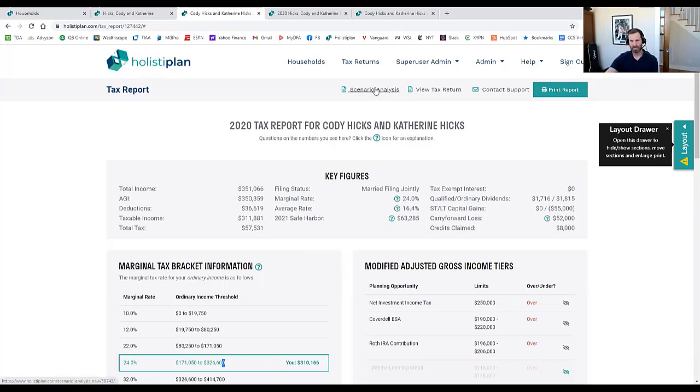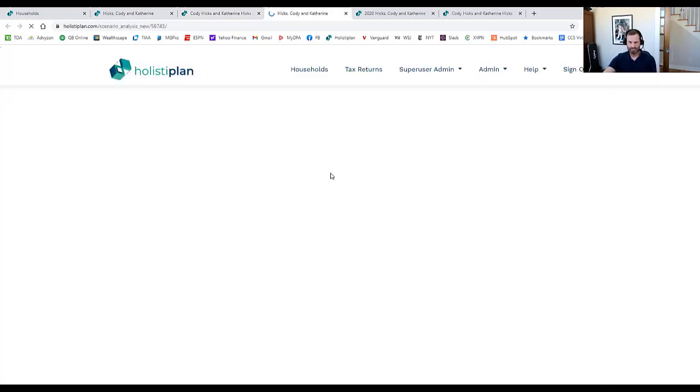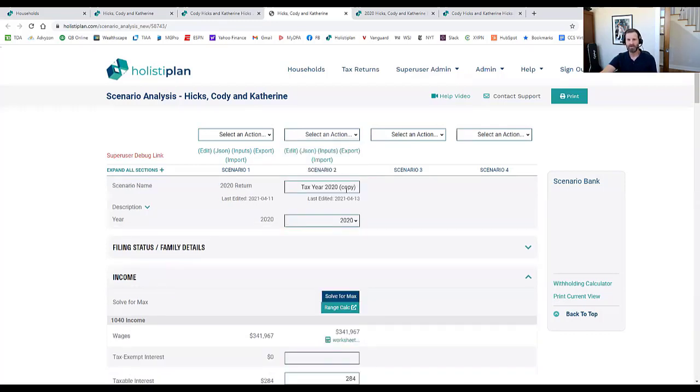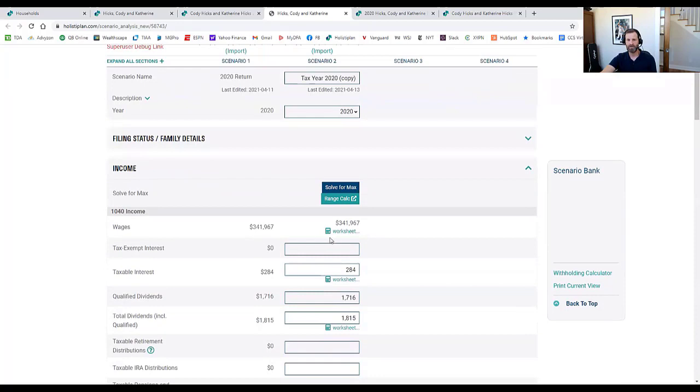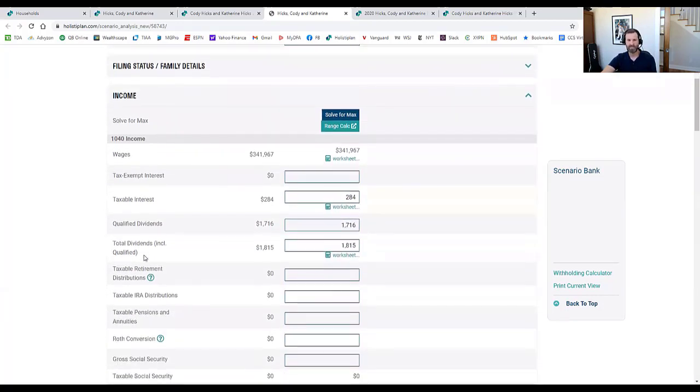Well, if you click on this little link titled Scenario Analysis, what you're going to see are a bunch of columns and a bunch of rows, which are basically allowing you to say, if I just want to assume that 2021 is going to look exactly like 2020, if I come into this select an action for this column and click copy from scenario 1, what you're going to see is that scenario 2 now looks exactly like scenario 1 for every row: wages, taxable interest, qualified dividends, total dividends.